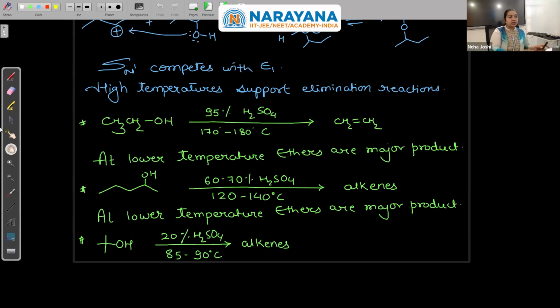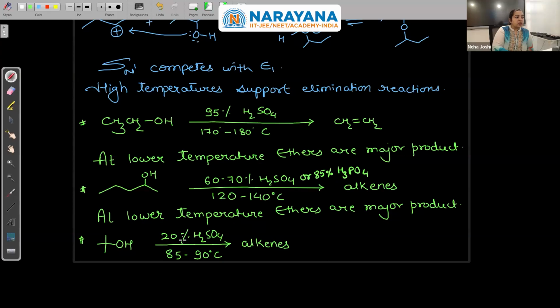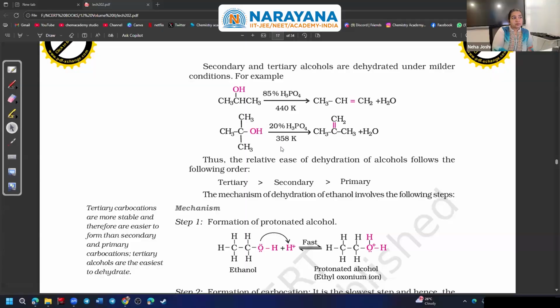Is that absolutely clear? I will add here 85% H3PO4. Acidic strength will also decide how much we want. Okay, see, 20% H3PO4. Now here H2SO4 is also similar, or 20% H3PO4, at 85 to 90 degrees centigrade. See the temperature, almost 100 degrees is required.